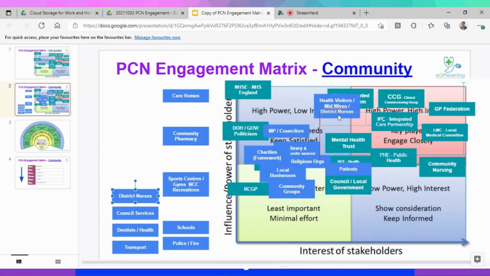District nurses, don't know why they've got their own box. Move those over there. So there's council services. I think we would say many similar things about council services to what we've just said about the community services in terms of conversations that could be had about how things function.